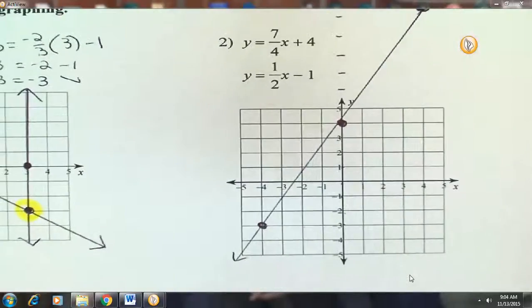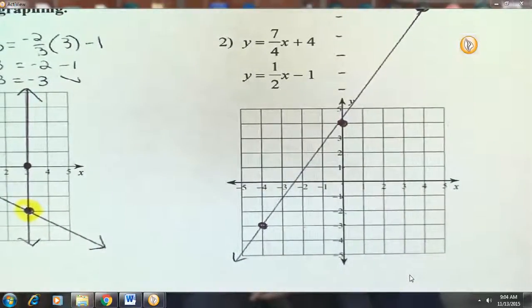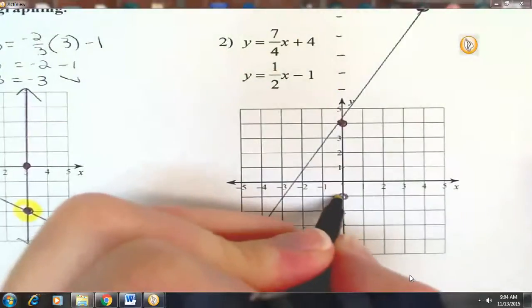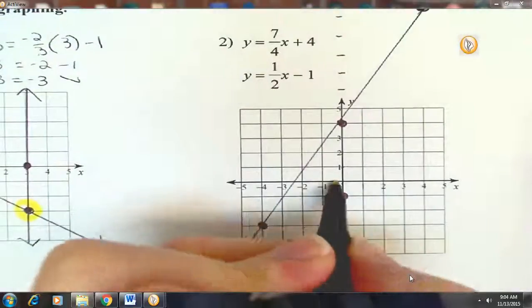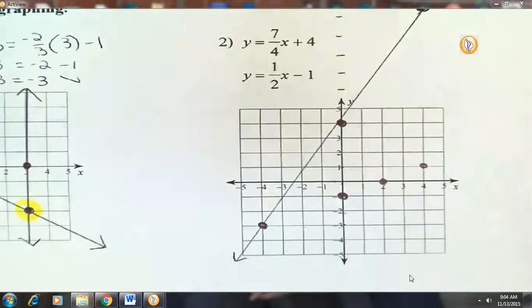I do want you to use the straight edge. I do not want you to freehand these. Please use the straight edge so your graph is a little more exact. For the second equation, we have a y-intercept of -1, so I'll put a dot at -1. The slope is 1/2. That means rise 1, run 2. Rise 1, run 2.